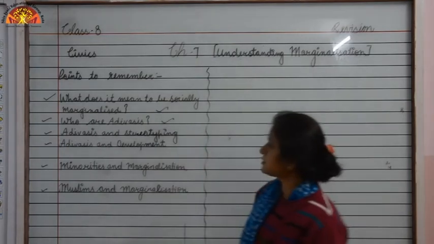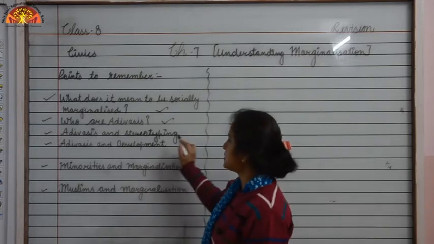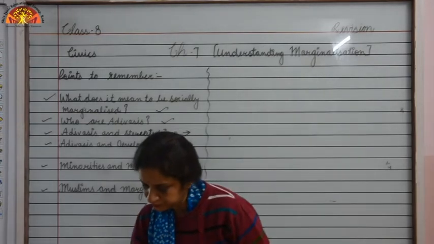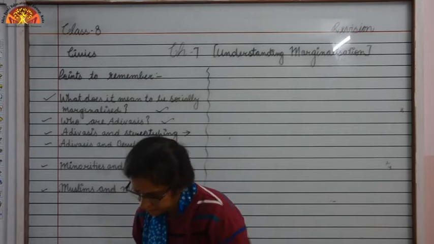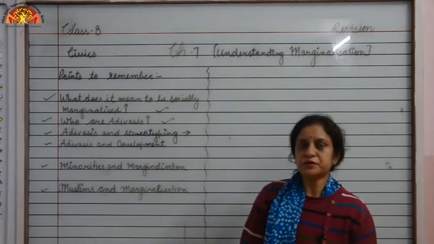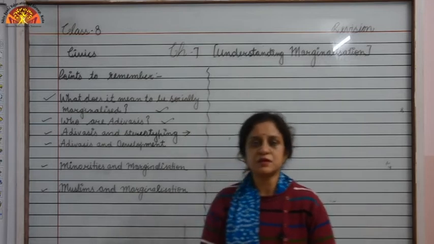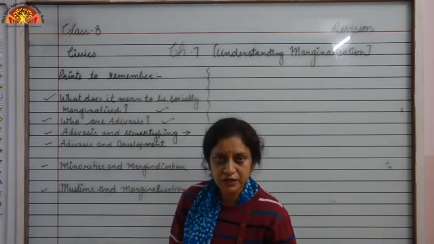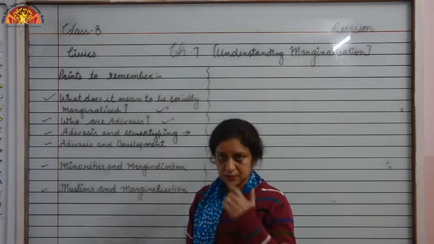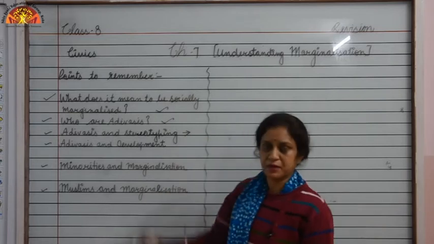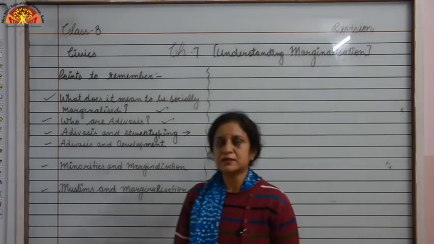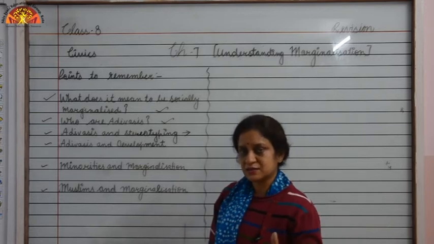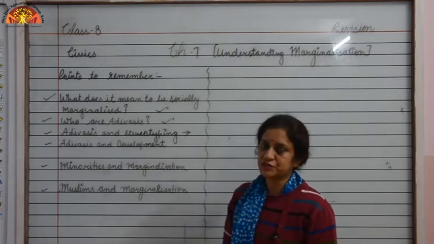What are Adivasis? Now Adivasis and stereotyping. Students, the term stereotyping refers to characteristics which are imposed upon a group of people because of their race, nationality and sex orientation among others.